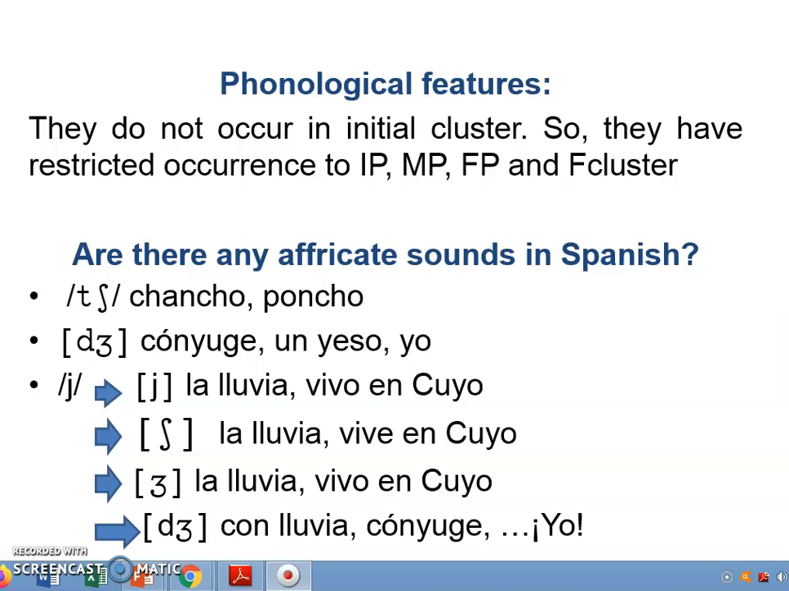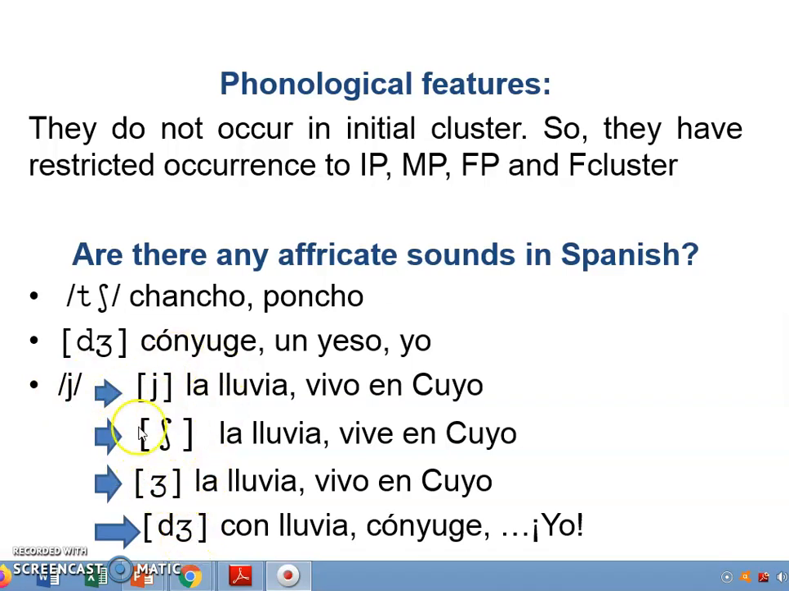Now, let's think about affricates in Spanish. Are there any affricate sounds in Spanish? Well, there are. One of them is ch, as in chancho, poncho. It's a phoneme. And j. Yeah, we do have a sound j in Spanish, but it's not a phoneme. It's an allophone. It's a variant of the phoneme y. The phoneme, the abstract entity is y, which is realized in different ways. One of these ways is j.